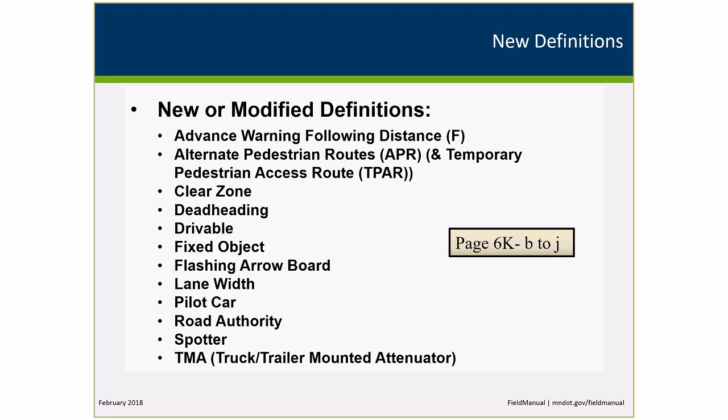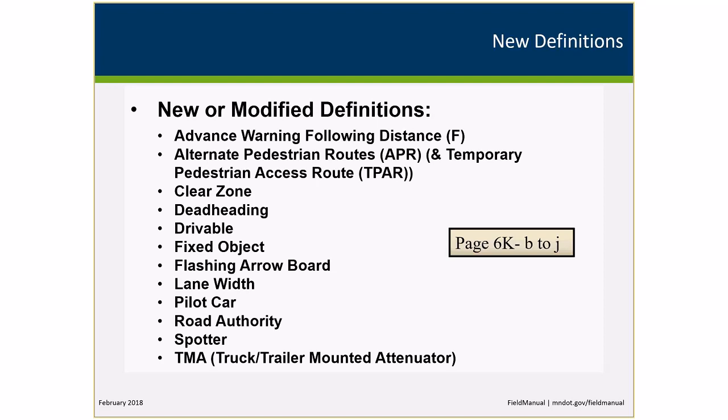Drivable was added as a definition in here. In the previous couple of versions of the field manual, if we were going to redirect traffic onto the shoulder, there was language saying that the shoulder needed to be paved. And that probably needs to be the case for a high-speed road, where you would put them onto a paved shoulder so that there isn't any issue with vehicles going too fast and losing control if they happen to go onto a gravel shoulder.